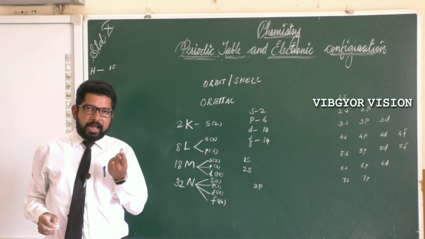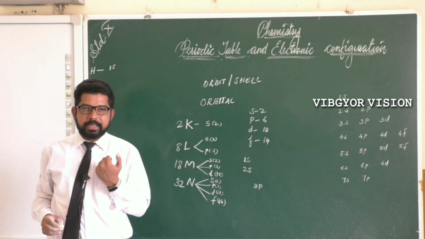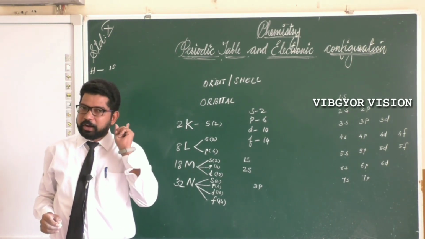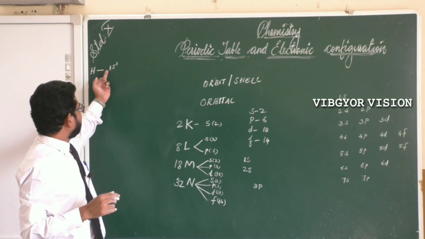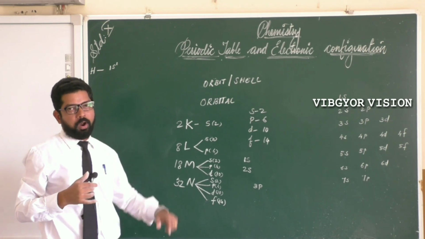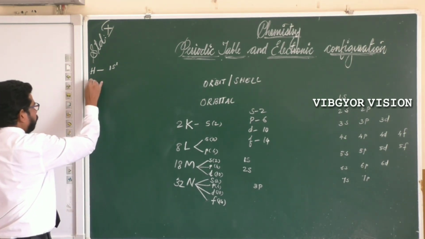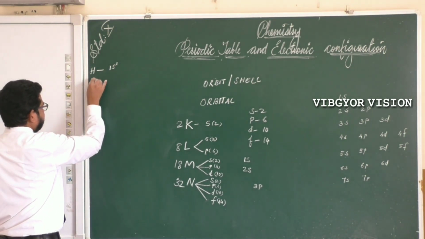And in that shell, how many electrons are there? Only one electron. Hydrogen contains only one electron. That we will write as a power, and we have to read it as 1s1.